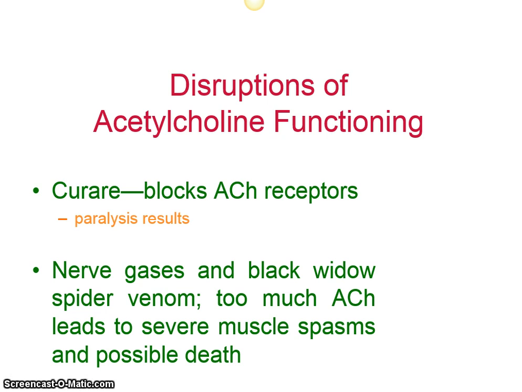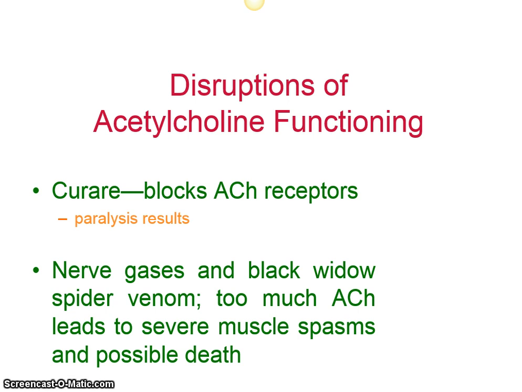So it's possible that an antagonist, remember, a chemical that blocks the receptor sites so that the neurotransmitter cannot communicate, can interfere. Curare is an example of an antagonist that blocks the acetylcholine receptors. Because the receptor sites are blocked, paralysis results.